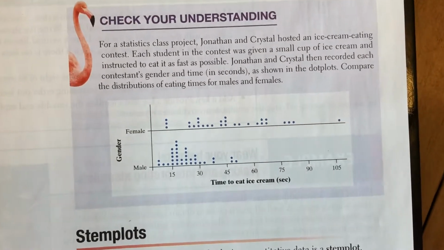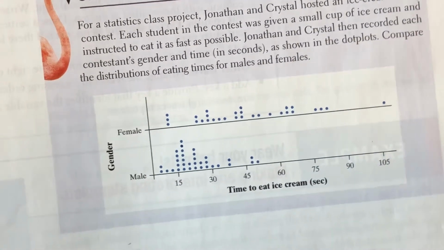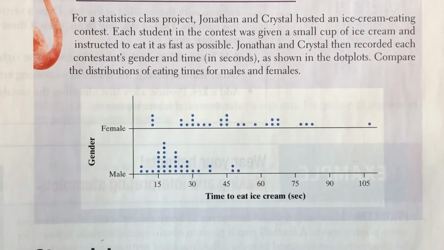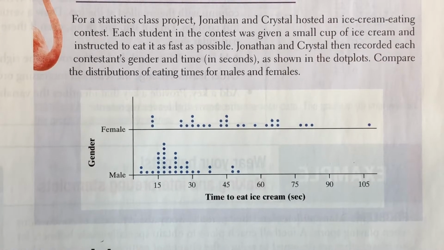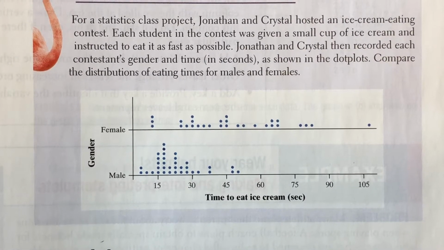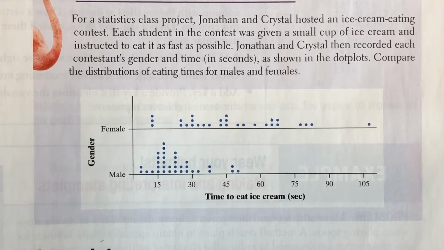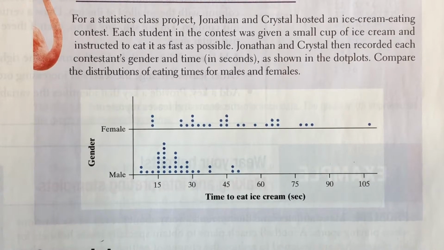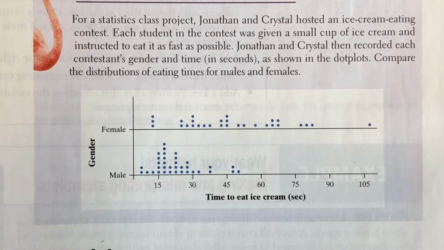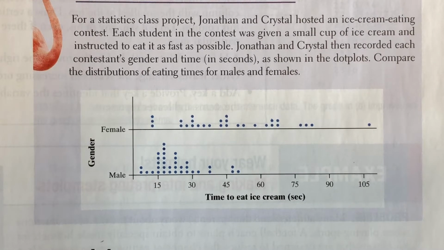Let me zoom in a little bit on this. So let's compare the distributions. When we compare distributions, we have to talk about four things: shape, outliers, center, and variability. So it's just like the SOCS acronym in the first chapter you read, but instead of the second S for spread, we're going to talk about variability. Variability and spread is the same thing. So if you want to continue to use SOCS, that's fine with me. So the first thing is shape.